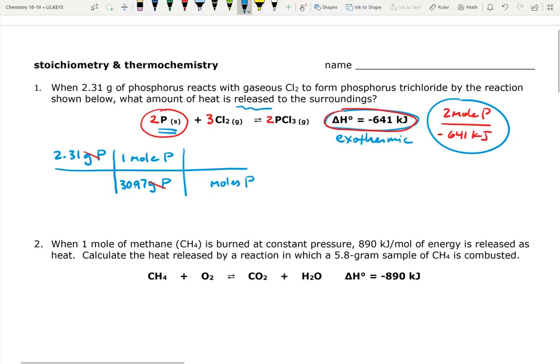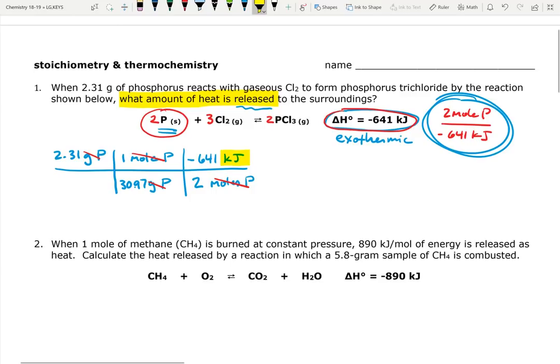And again, I'm going to use this ratio that we came up with, which says that for every 2 moles of phosphorus, there will be a release of 641 kilojoules of energy. So I use that ratio in my stoichiometry, within my usual setup, in such a way that the units will cancel out. Moles of phosphorus will cancel out, and that'll leave me with kilojoules, which is our unit of energy, our amount of heat released. That's the unit that we'll see.